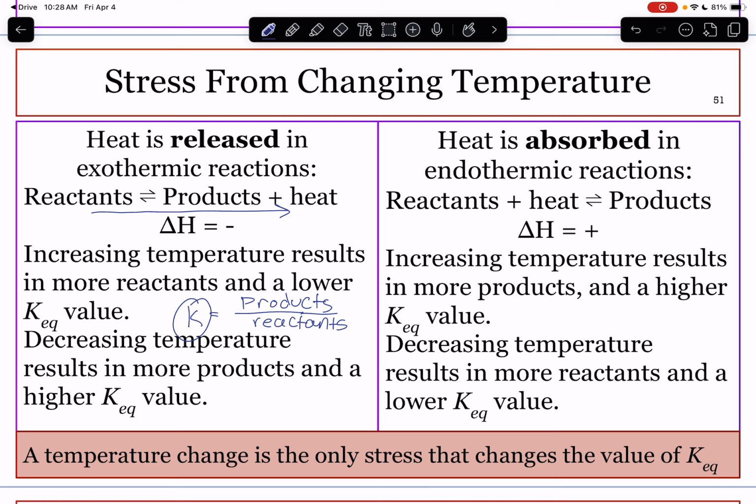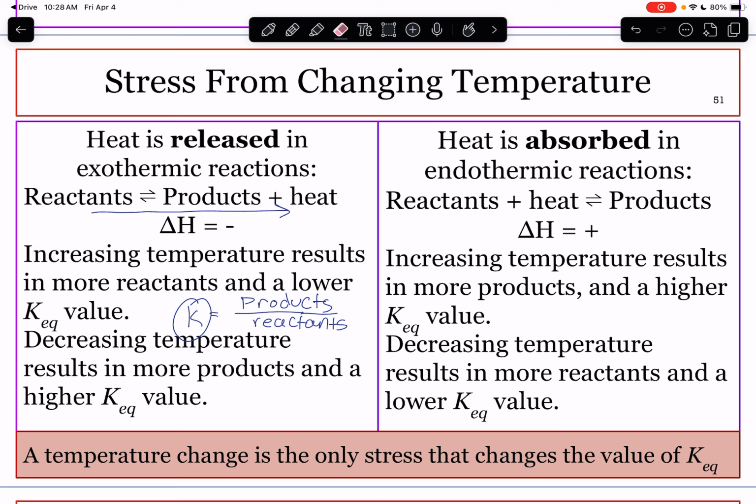Now let's look at the endothermic examples. Endothermic reactions have heat on the reactant side. Delta H is positive, and so when we increase the temperature, this results in more products because we are supplying the necessary ingredients to shift towards the right or towards the products. Because our K is still calculated products over reactants, this increases the K value because we have more numerator, namely the products.